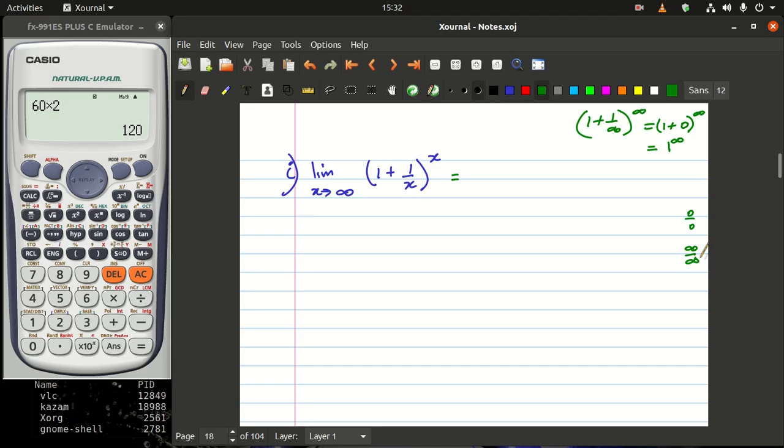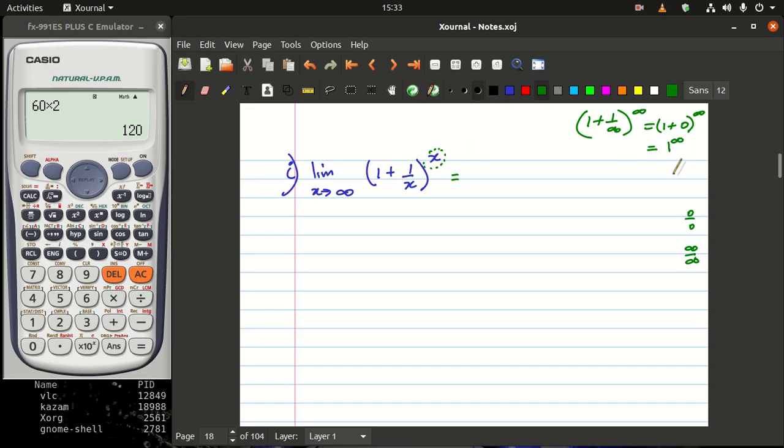And when we are plugging in, we are actually getting an indeterminate form. Sorry for that. So we are actually getting an indeterminate form. How do we end up dealing with that? So the problem we're actually having here is in the exponent. So when you are having a problem in the exponent, you want to bring it down so that you don't have a problem in the exponent.